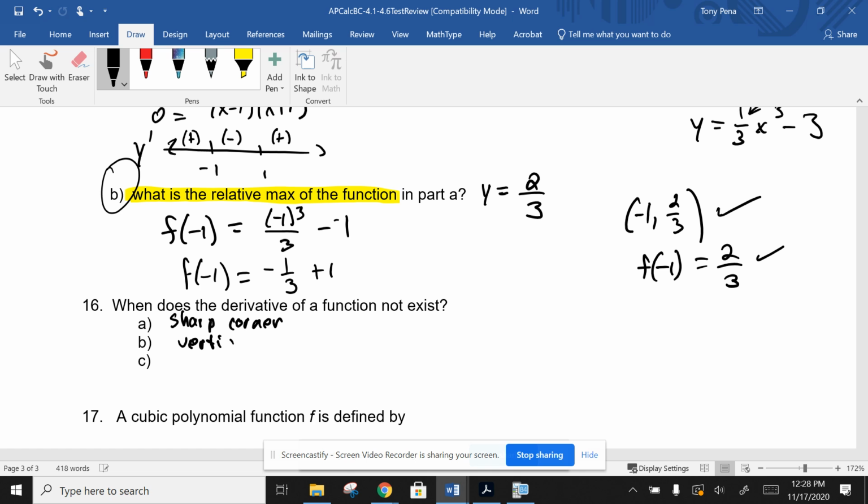Vertical tangents. And then any discontinuity. So that should be simple. There is a question that tests you on that, so please be good with that.